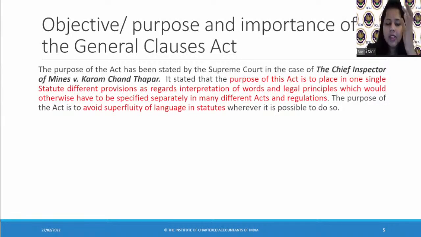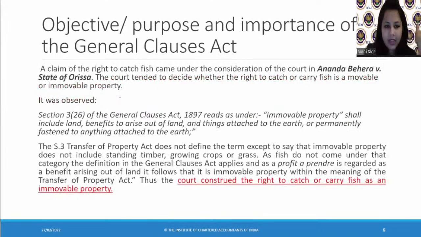Now, let's take this example. There is a word called affidavit. The term affidavit has been defined in the General Clauses Act. This word affidavit you will get to see in the Companies Act also. You will get to see it in the Transfer of Property Act also. You will get to see it in CPC also. You will get to see it in CRPC also. Everywhere. So instead of defining a particular word in each and every legislation, a separate legislation was created in which those general terms which are used largely have been specifically defined. Correct? So this was the purpose.